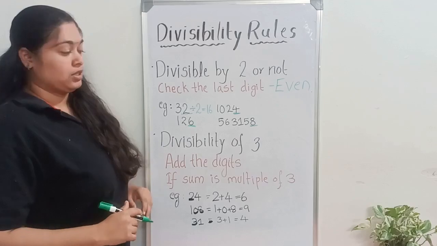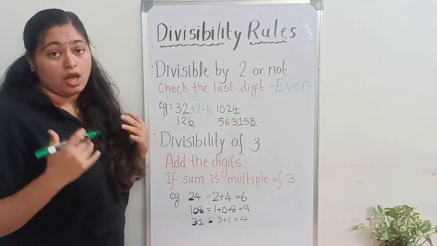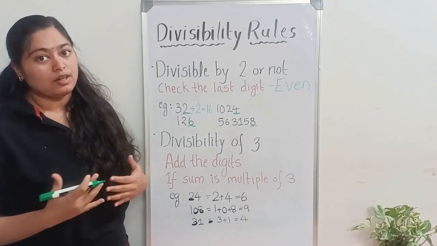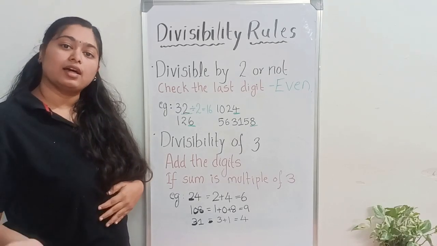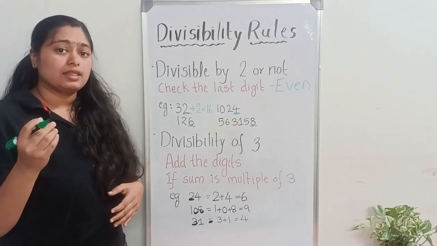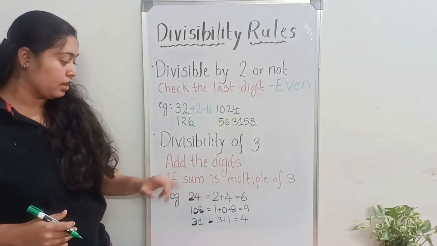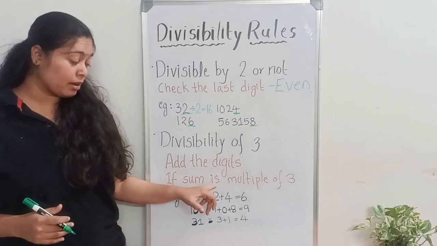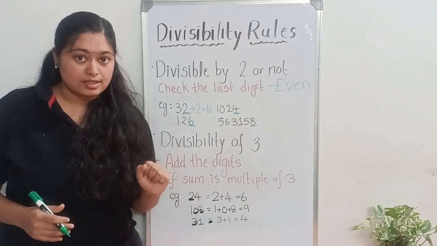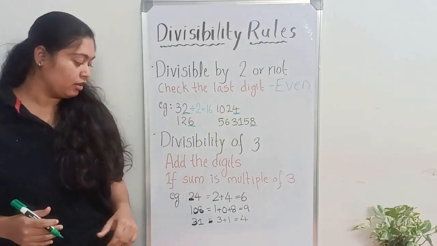Let's look at one more divisibility rule. Divisibility of 3, which means whether the number can be divided by 3 without leaving a remainder or not. Or in other words, is 3 a factor of the given number or not. The easy tip to know that is to add the digits, and if you get the sum as a multiple of 3, then yes, it is divisible by 3, or 3 is a factor of the number.